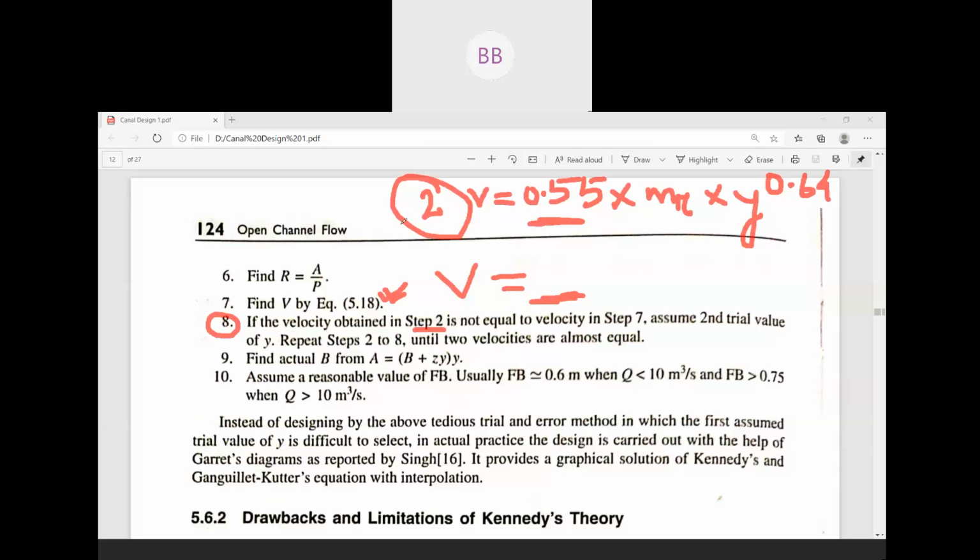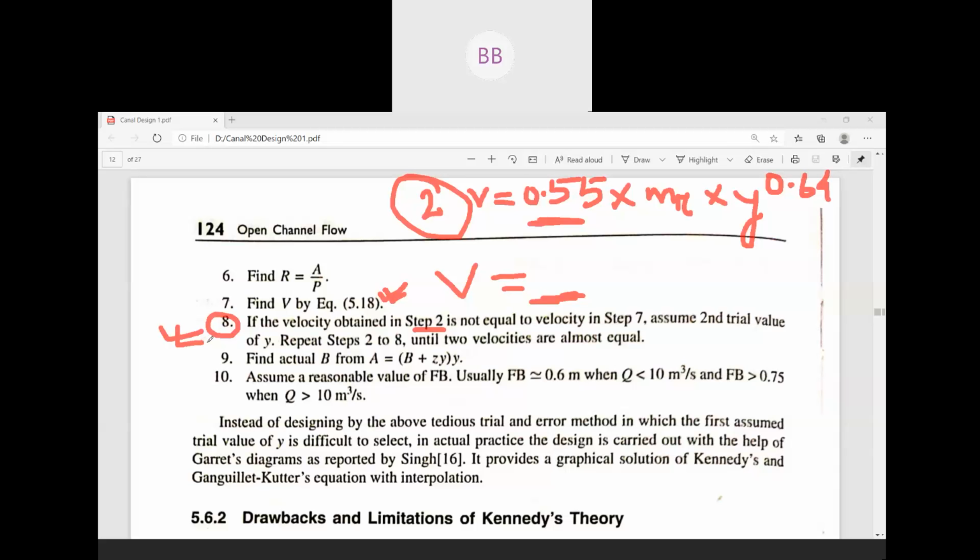If the velocity at step 2 and the velocity at step 7 are the same, fine. If not, then we have to go for a second trial of y, that is the depth of flow. So we have to assume another depth of flow and repeat till this step. Okay, understood?